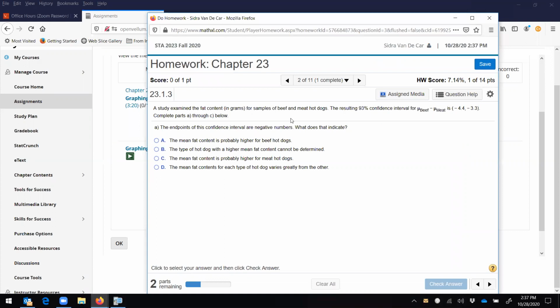A study examined the fat content in grams for samples of beef and meat hot dogs. The resulting 93% confidence interval is negative 4.4 to negative 3.3. So the endpoints of this confidence interval are negative. Now, if this is beef minus meat, that means the meat has to be of a higher fat content than the beef, because when I subtract it, I get a negative result, right? So the mean fat content is probably higher for meat hot dogs.